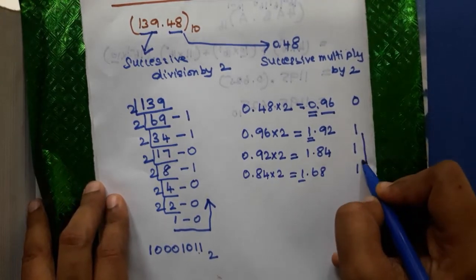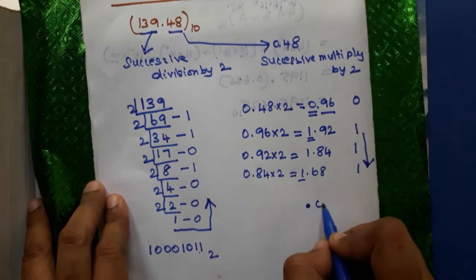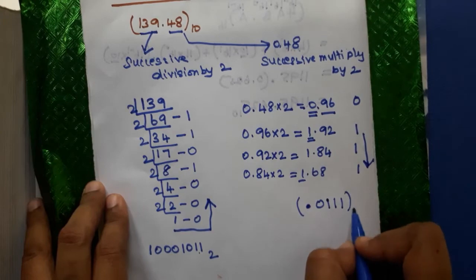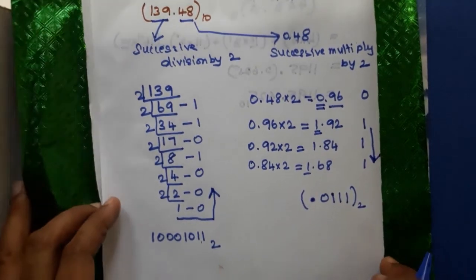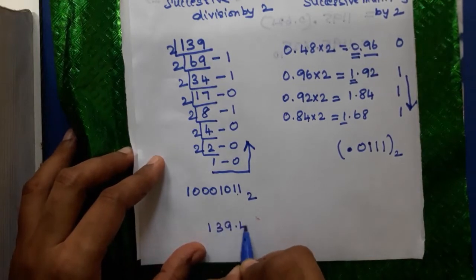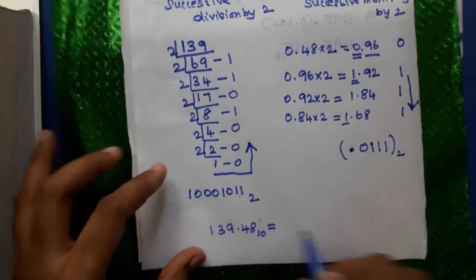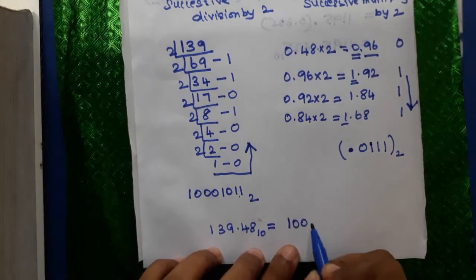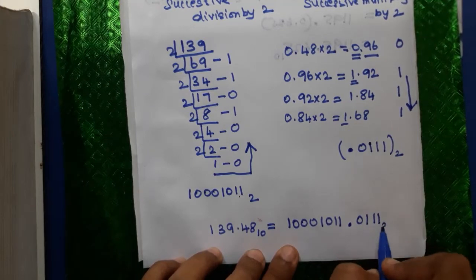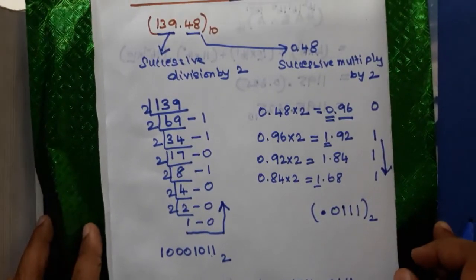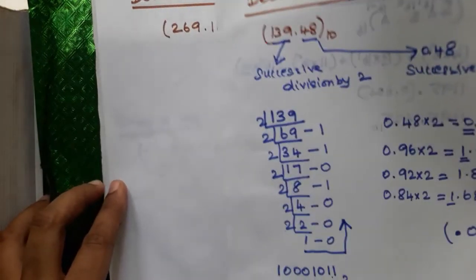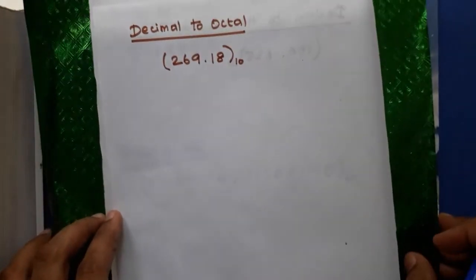So I travel from top to bottom to write it as 0.0111. So this is the fractional part. So the answer for this problem, 139.48 to the base 10, can be converted to binary as 1001011.0111. Yes, simple as that. The next conversion is decimal to octal number.